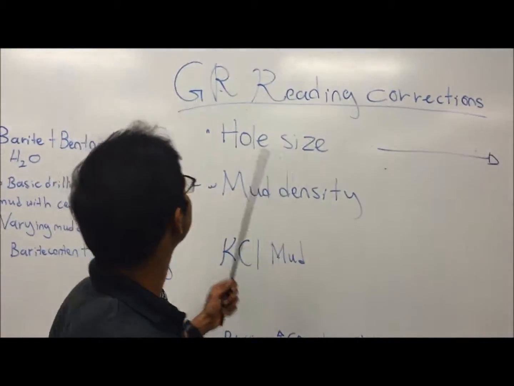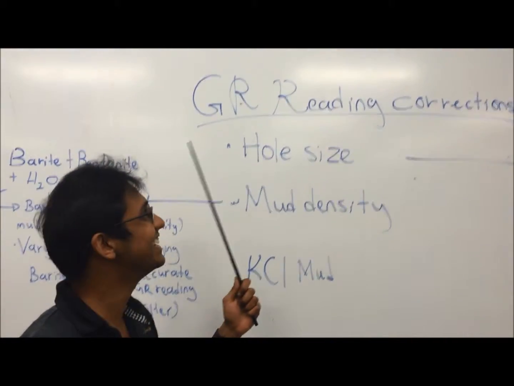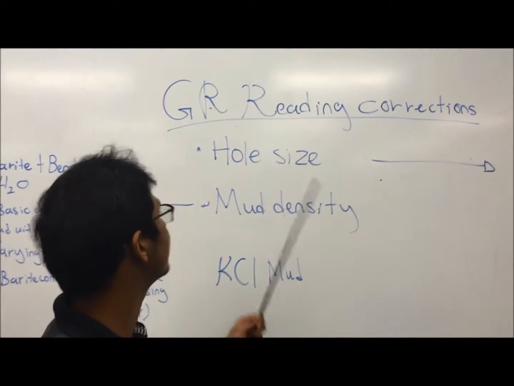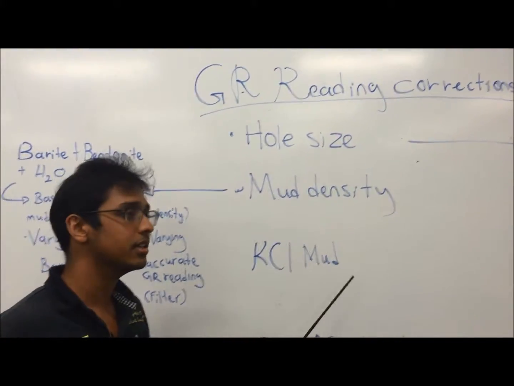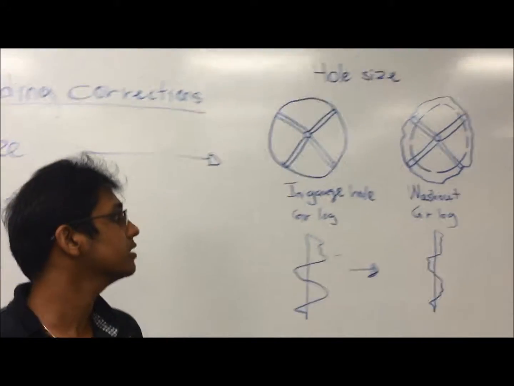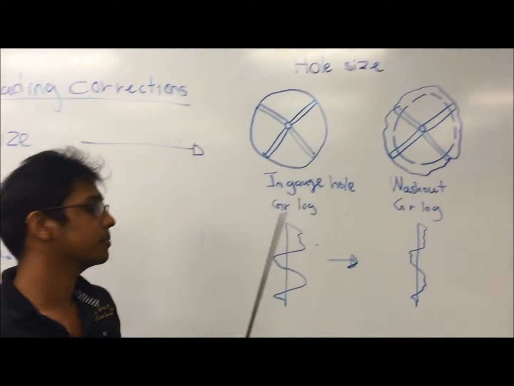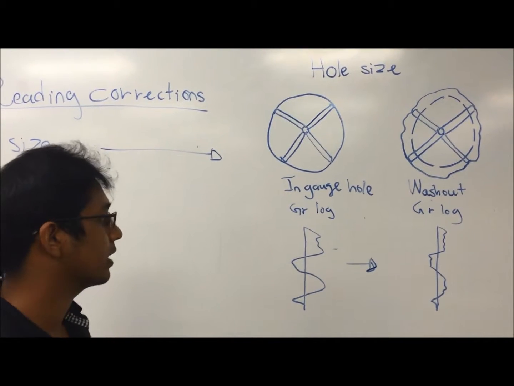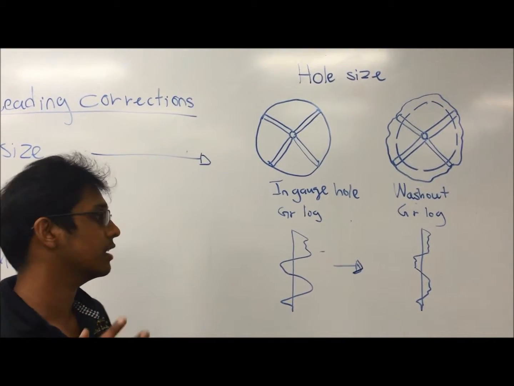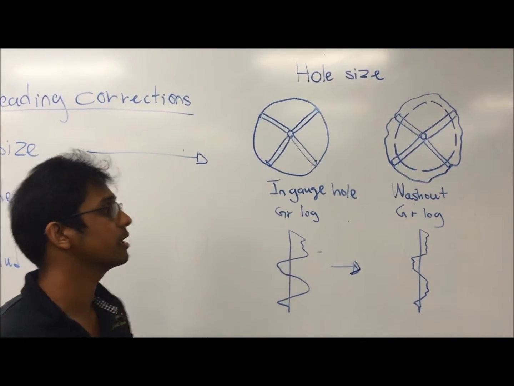Sheesh. Definitely not. Alright. Let's talk about how GR reading is affected by hole size, mud density, and KCl mud. Okay. First and foremost, we're going to talk about hole size. Originally, we will expect an in-gauge hole, which will give us our proper GR log. This will show us exactly how much shale and sandstone there is. This is described by how the curve is done compared to the median line.